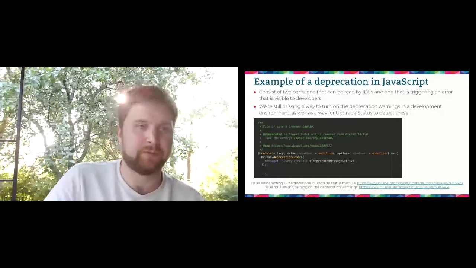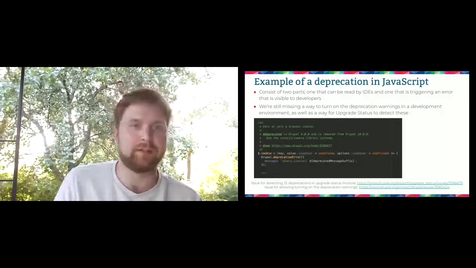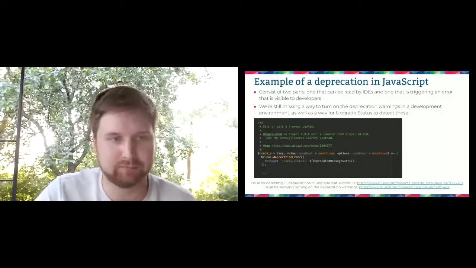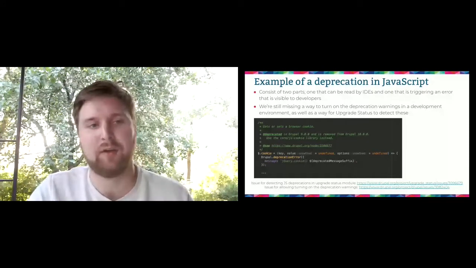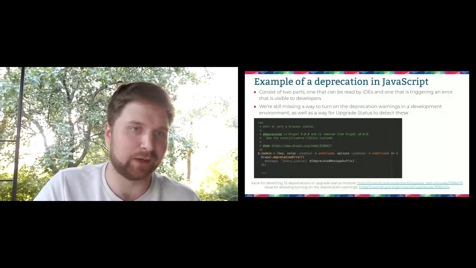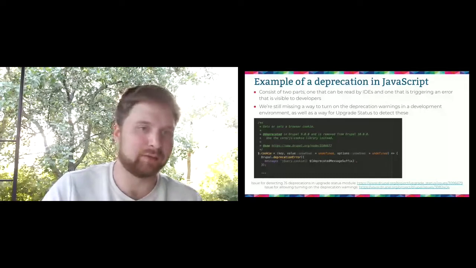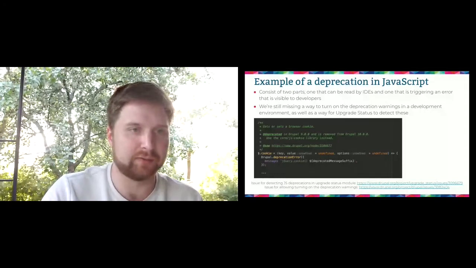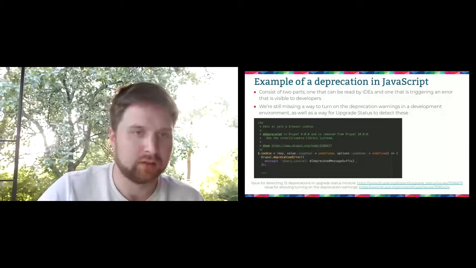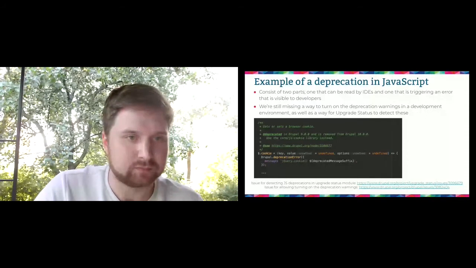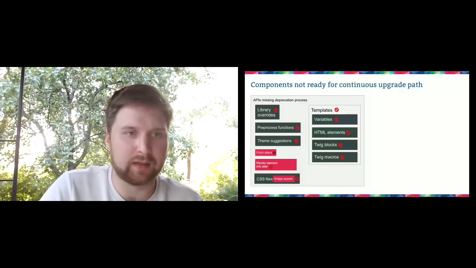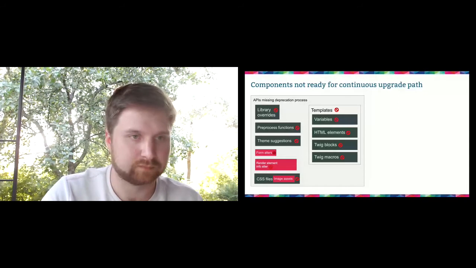So here's an overview of how ready we are on the front end for the continuous upgrade path. As you can see, we are still missing quite a few parts on the front end. So let's filter out the bits that we've already covered, and focus on the parts that are missing. Here are all of the APIs that are still missing a deprecation process.